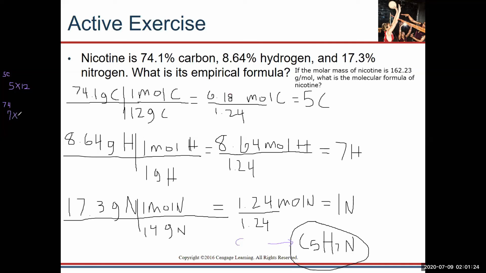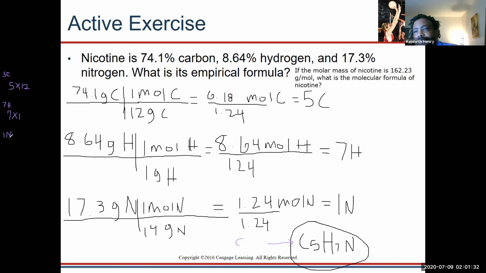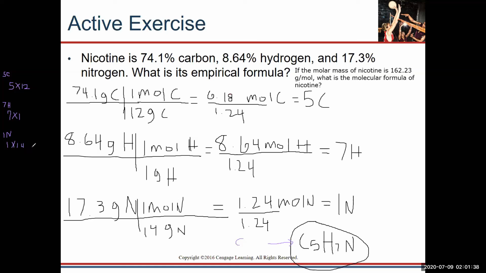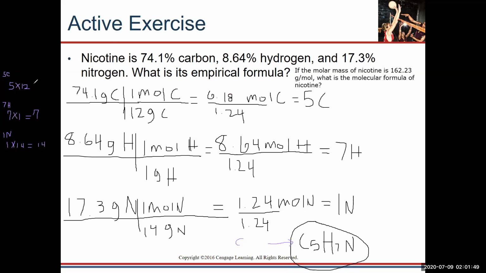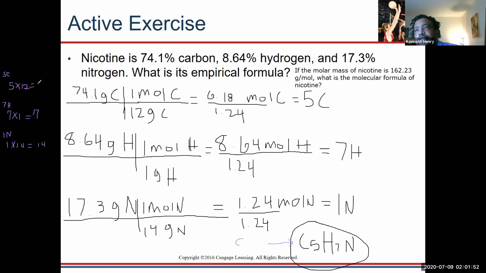And one nitrogen. There you go, bro. Now it's clicking, huh? Your hamster wheel's going. And we have 1 nitrogen. So 1 times 14. And we're going to add them all together. So I have 14 plus 7, 21, plus 60, 81. So 81 grams per mole.